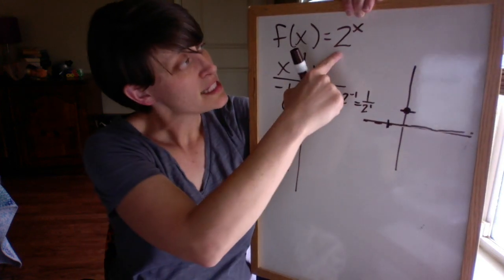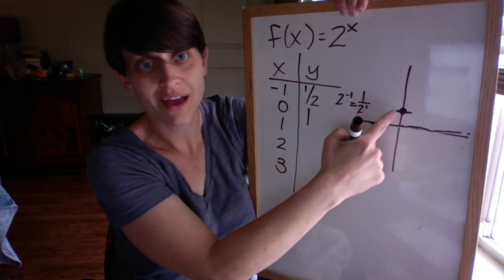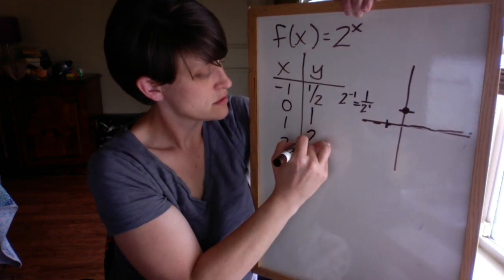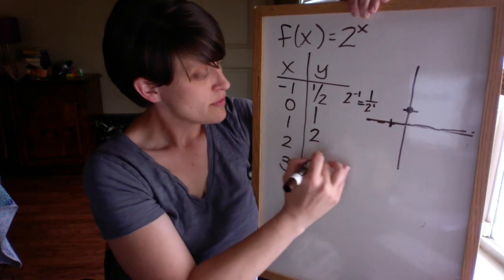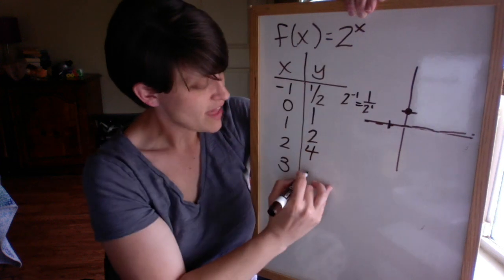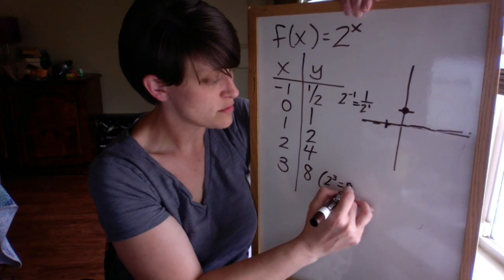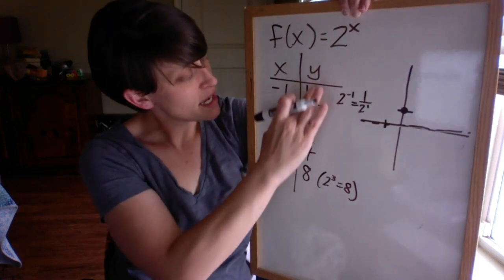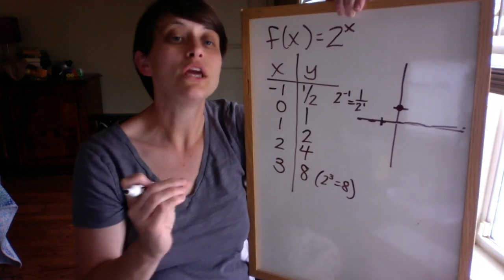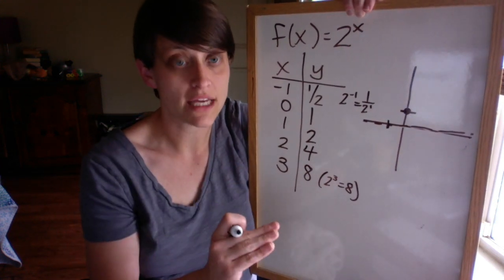Okay, if we plug in 0, that's going to be 2 to the 0, so 1. We've already got that one plotted. If we plug in a 1, that's 2 to the 1, so 2. If we plug in 2, that's 2 squared, 4. And if we put a 3 in, that's 2 cubed, which is 8. I just put a little note here. The way we got all these y values is by putting these values in for the variable, and we use them as an exponent on 2. Just keep in mind here, these are exponents, not multiplications.